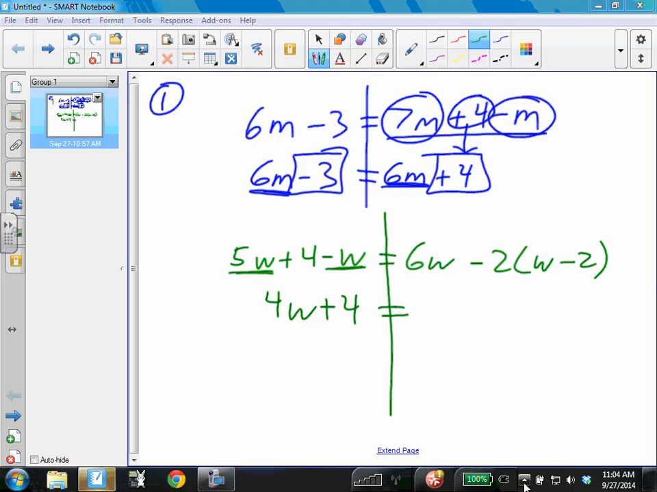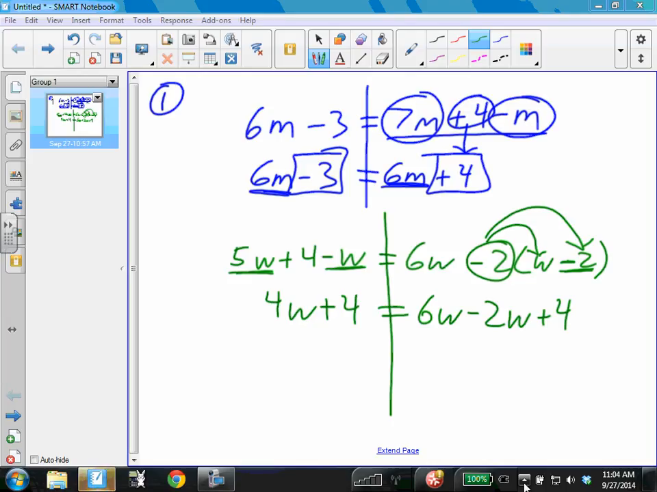On the other side, I need to use the distributive property. So I'm going to bring this 6w down and leave it alone, but I have to distribute that negative 2 right there. So the 6w just stays, and then I'm going to distribute this negative 2. Now negative 2 times w makes negative 2w. Then negative 2 times, and notice that is a negative 2. Pay attention to the sign in the front. So negative 2 times negative 2 makes positive 4.